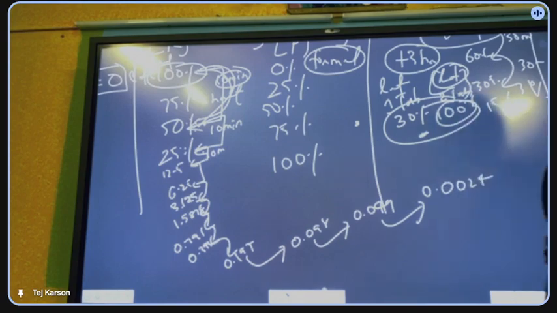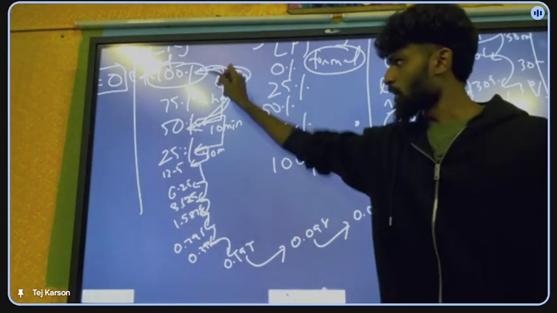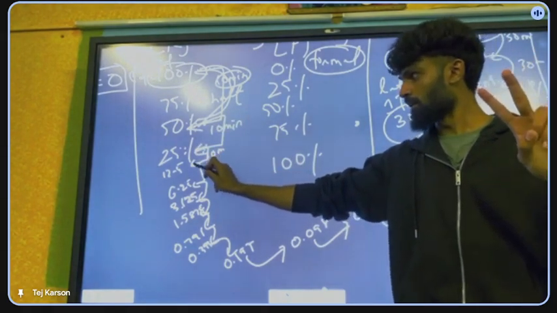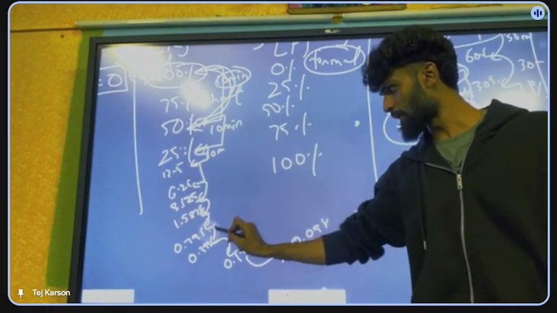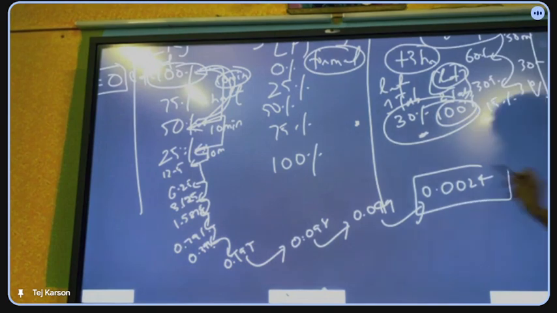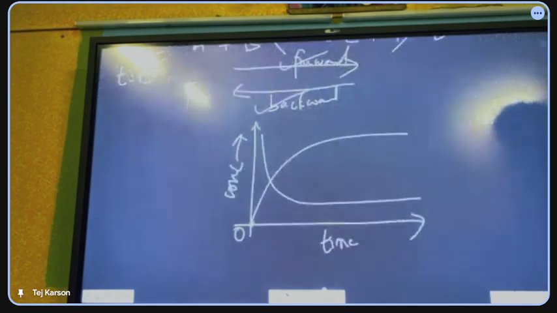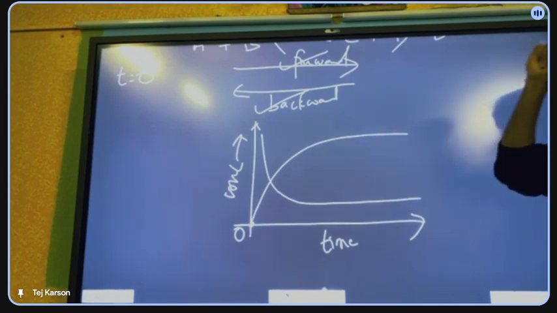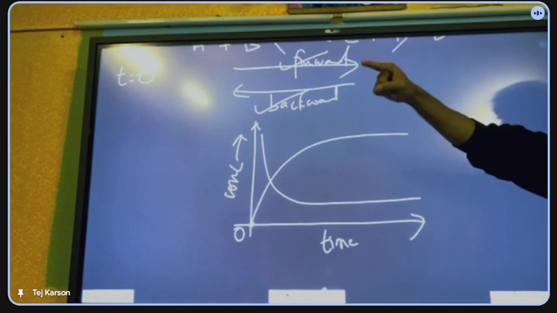Wait, listen. I've gone till here. Let's count the number of steps. 100 to 50, first step. 50 to 25, second step. Third step, fourth, fifth, sixth, seventh, eighth, ninth, 10, 11, 12. Yet, we haven't got 0. Correct? We will never get 0. That's why, after some point of time, since we can't keep going lower, the plotted graph becomes almost a straight line. That's the meaning of it.